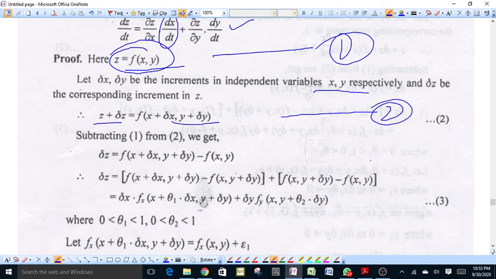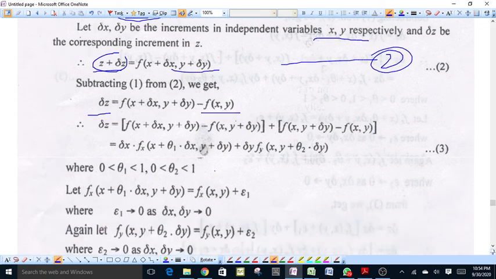By subtracting equation 1 from 2, we get z plus delta z minus z, which comes out to be delta z, and similarly on the right side we have f(x plus delta x, y plus delta y) minus f(x, y). Now, if we add f(x, y plus delta y) and subtract the same, then we get delta z is equal to f(x plus delta x, y plus delta y) minus f(x, y plus delta y) plus f(x, y plus delta y) minus f(x, y).